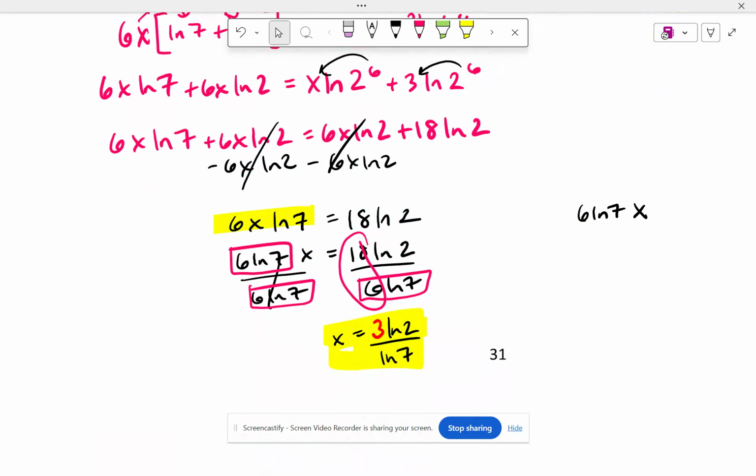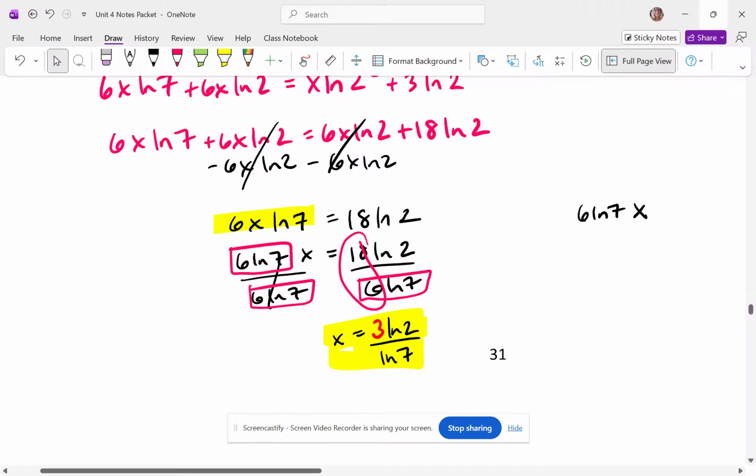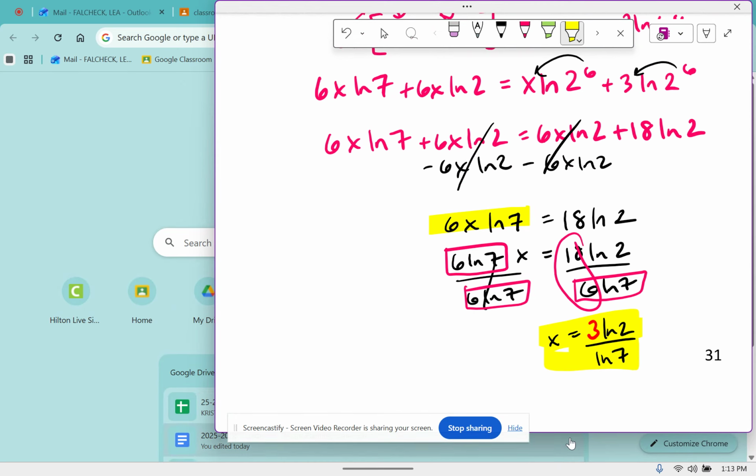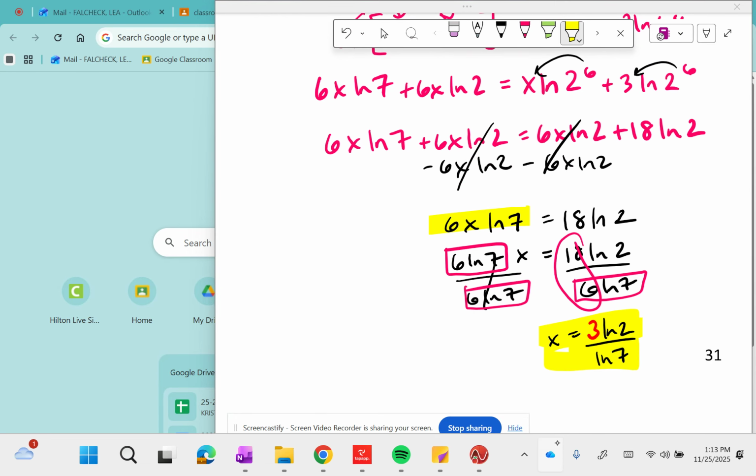How could you check this on a graph? Do you guys know? In case it was a test and you wanted to see if you were right? Let's go to our calculator. Please be already awake and available. Please, please, please.